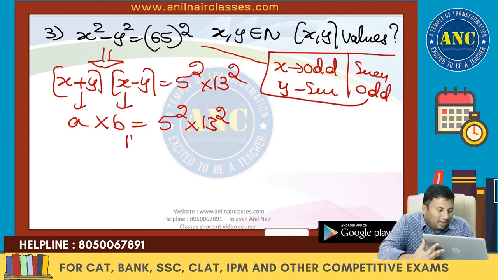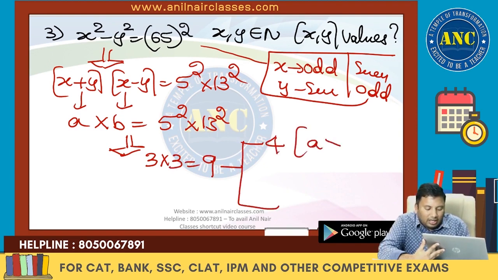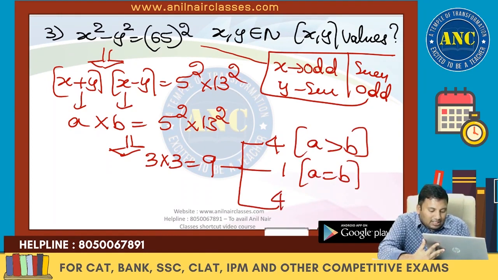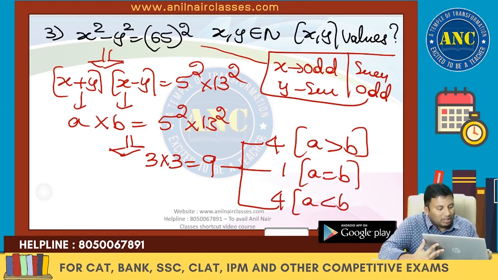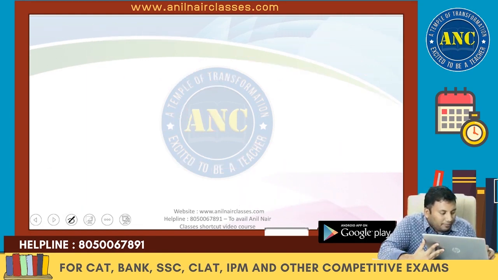In how many ways can you write a number as a product of two factors? 3 into 3 is 9 cases. In those 9 cases, 4 cases will have A greater than B, 1 case will have A equivalent to B, and 4 cases will have A less than B. Am I right? Total 9 cases I will get.